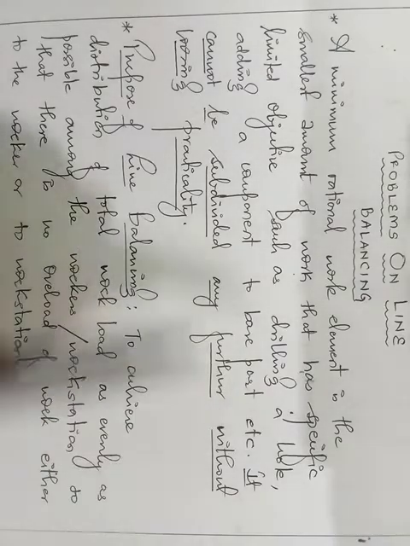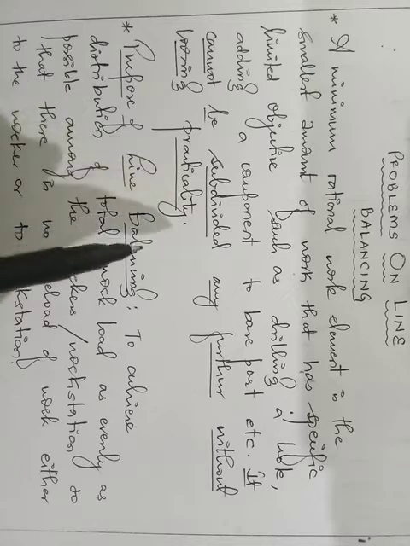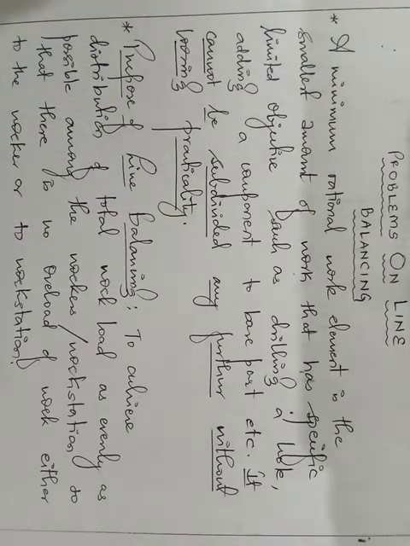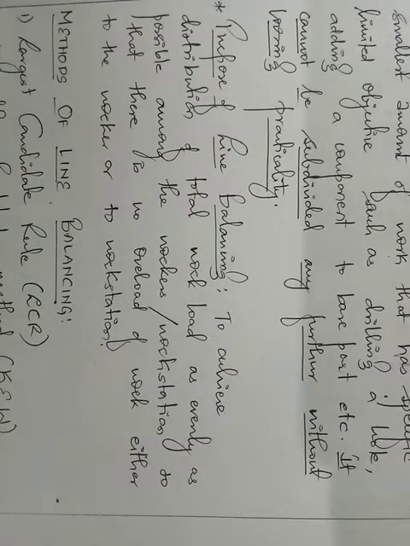That is what I have written. It cannot be subdivided any further without losing its practicability. Right, so the smallest element is the minimum rational work element. Now this is one of the important entities which we require in solving line balancing problems. So that is the reason I have taken it as a prerequisite, and I told you what is a minimum rational work element.